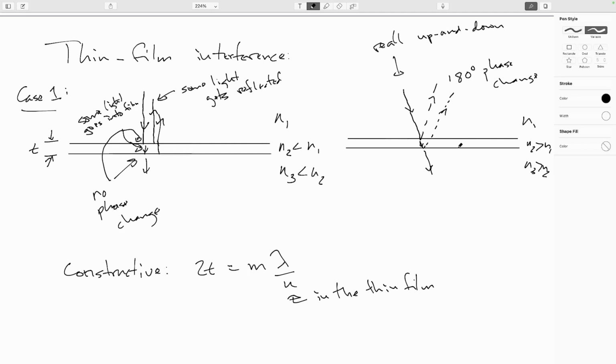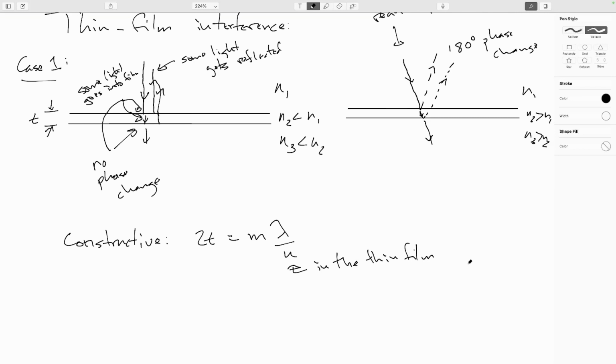Now, why does the color shift? That's because I've been looking at this just at the straight up and down case. If you look at the number at an angle, then the round trip distance through here will be longer because of the fact that you're at an angle. And so that will change what wavelengths will have constructive interference, which will mean the color that you see.